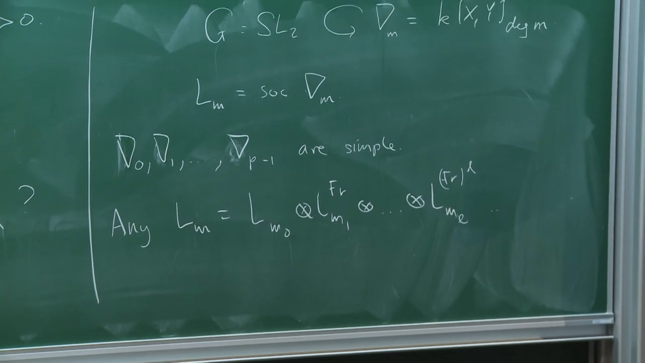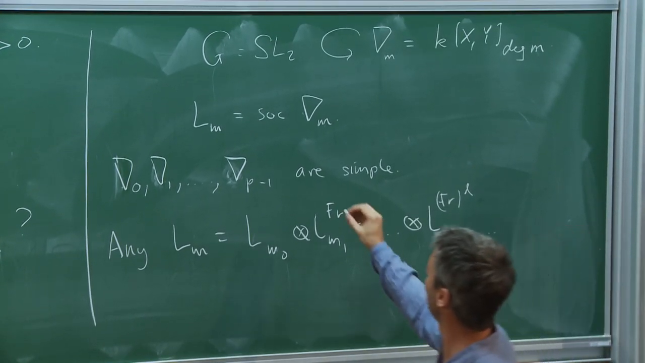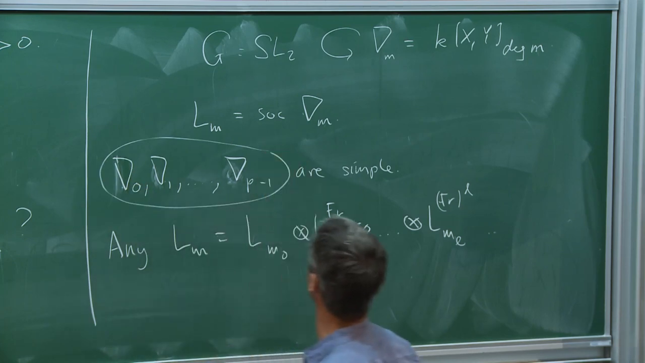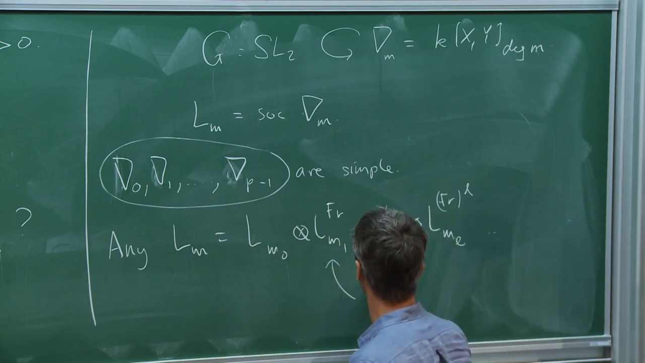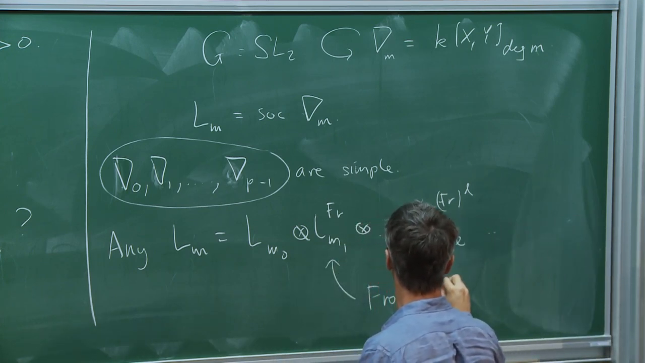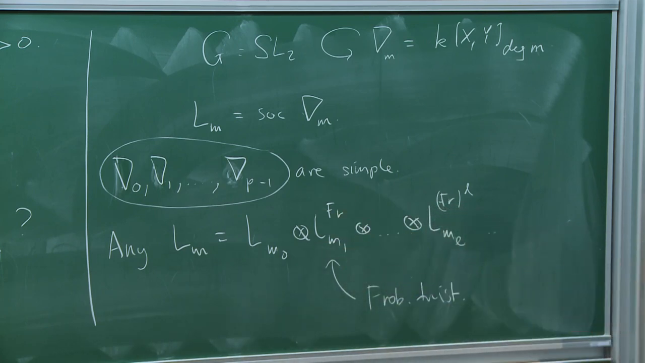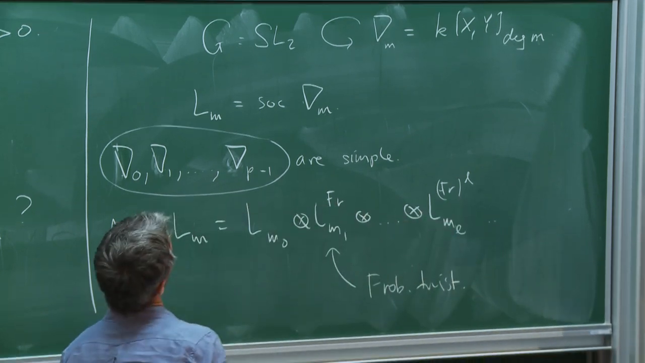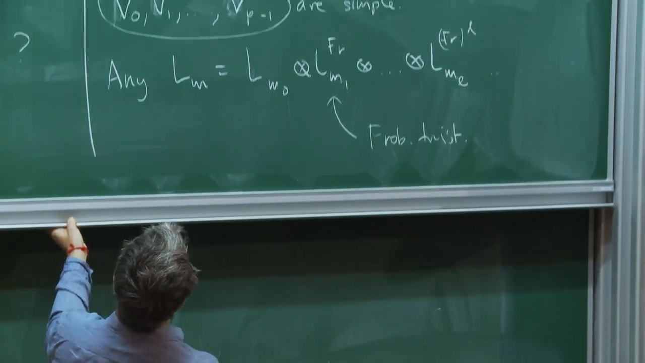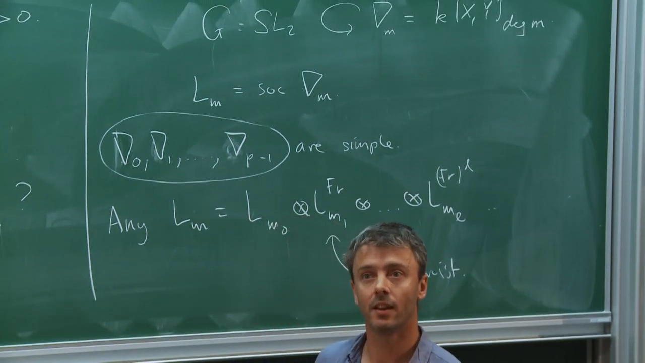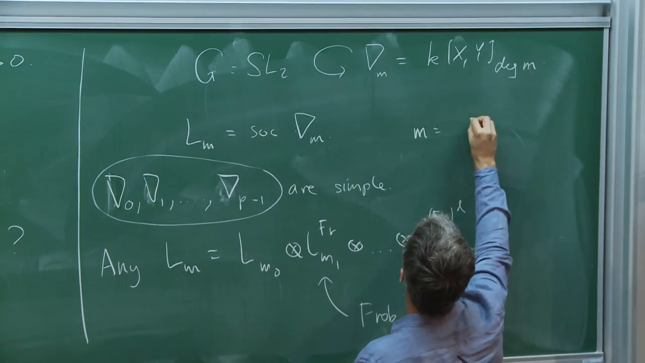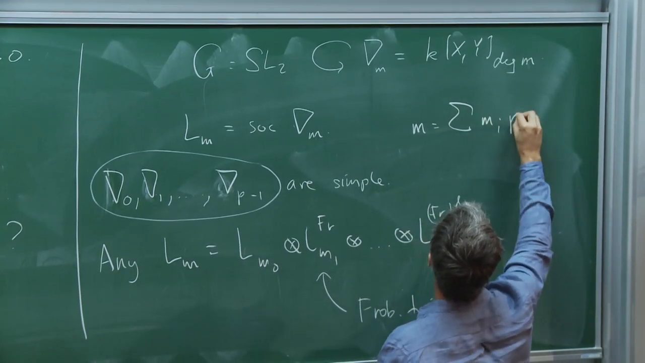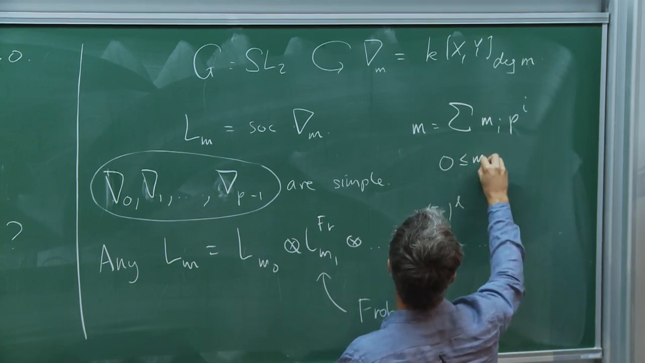I'm just trying to give this as an example of a general theorem. So we have these building blocks, finitely many building blocks, where finite depends on P, and we can write L of M as a tensor product of Frobenius twists. The twist means pulling back this representation under Frobenius. This kind of SL2 you can do as an exercise. This is a p-adic expansion of M, so M is the sum of M_i p to the i, where 0 is less than or equal to M_i less than p.